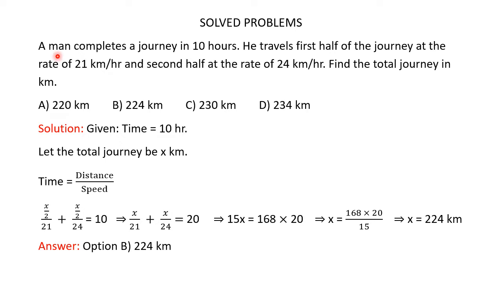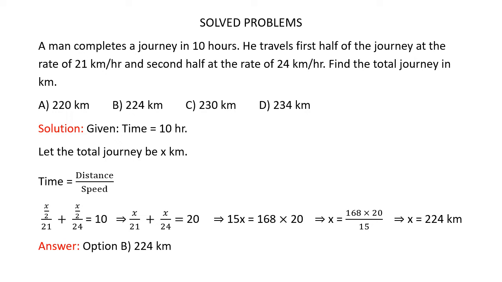A man completes a journey in 10 hours. He travels the first half of the journey at the rate of 21 kilometers per hour and the second half at the rate of 24 kilometers per hour. Find the total journey in kilometers. You are given 4 options here and you have to find out which of these options is the correct one. So here we are asked to find the total journey in kilometers.